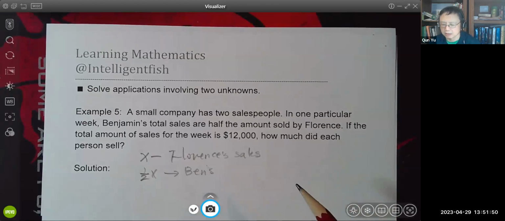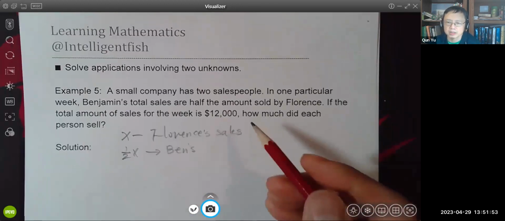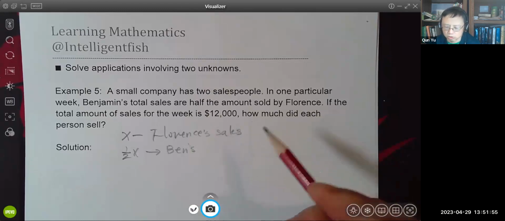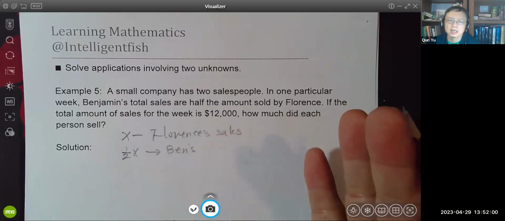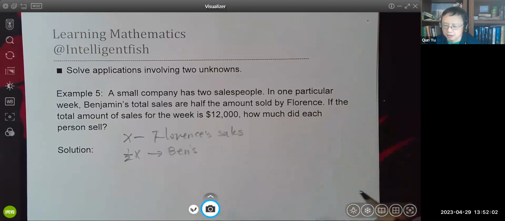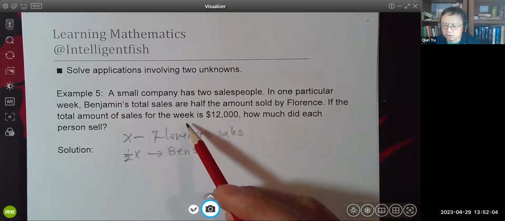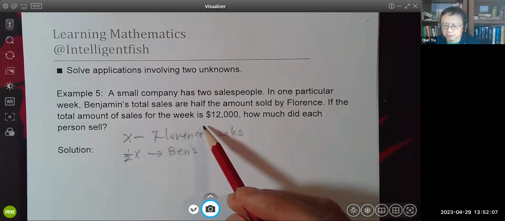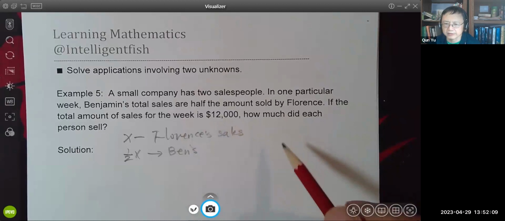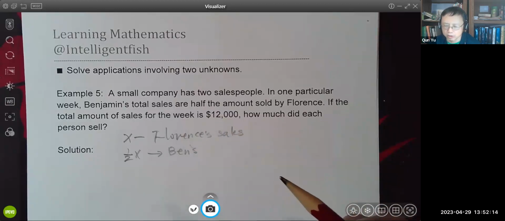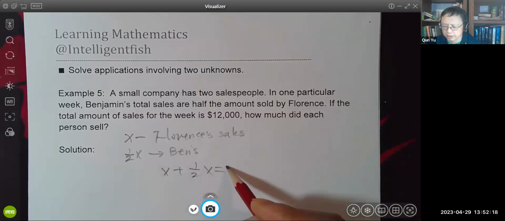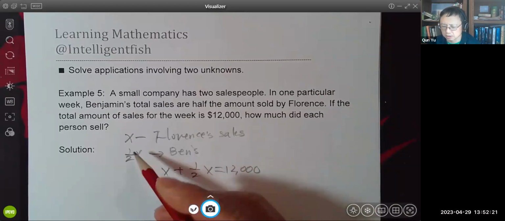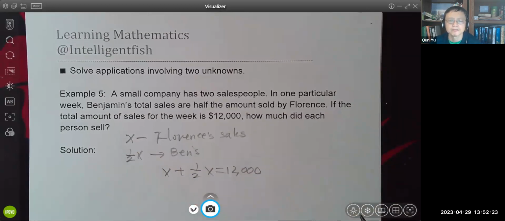After we represent the unknowns, we can set up the equation. An equation is nothing more than both sides being equal. So we're looking for information to have two parts that are equal. The total amount of sales of these two salespeople is 12,000. That means if we add these two sales amounts together, it's 12,000. That is why x plus half of x is 12,000, because these two represent their sales.